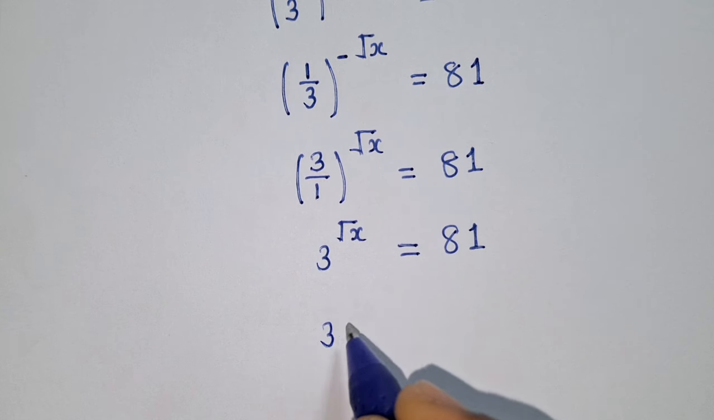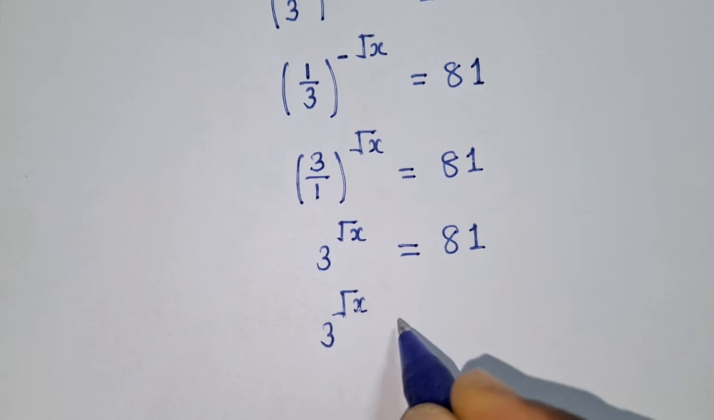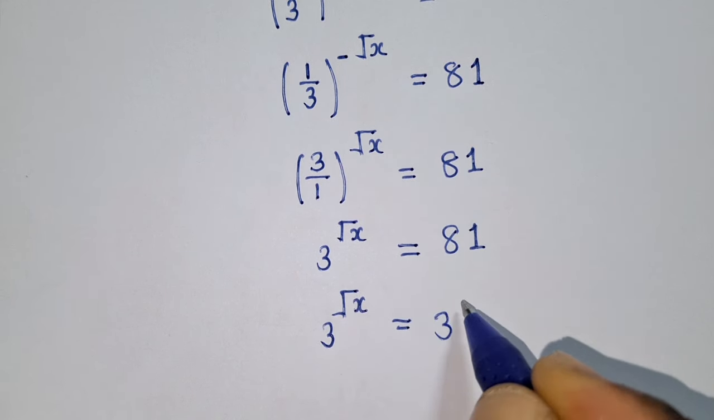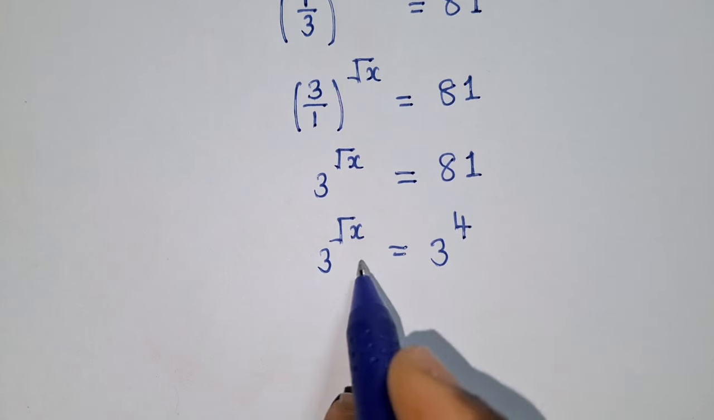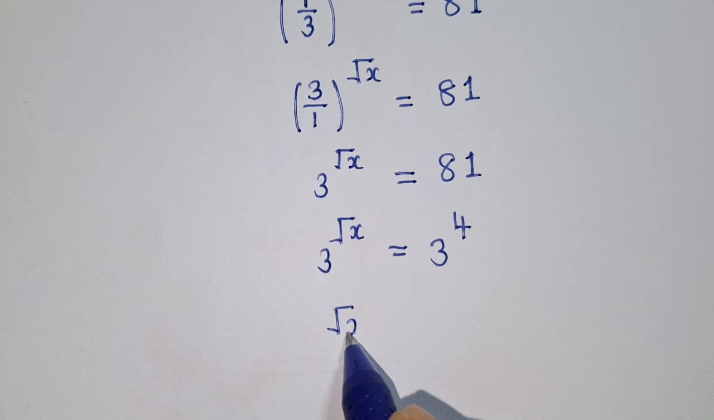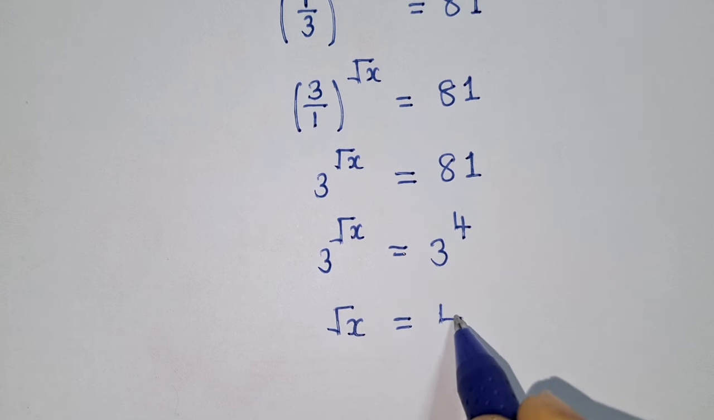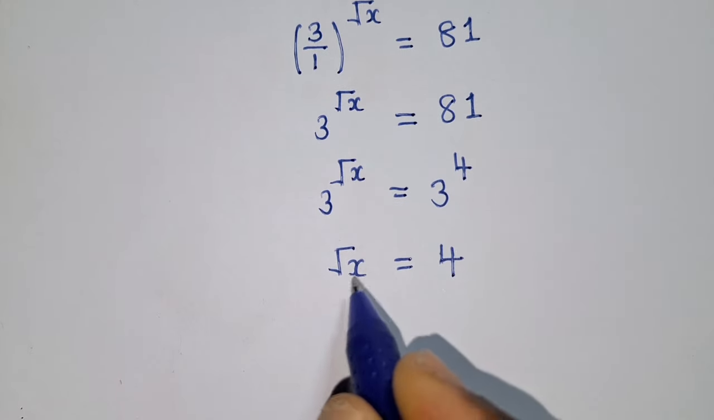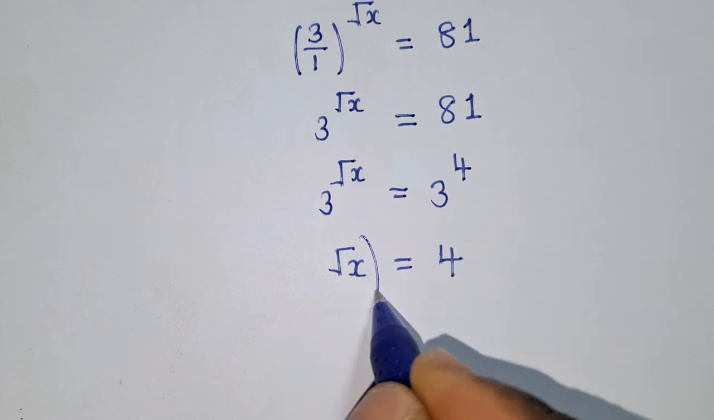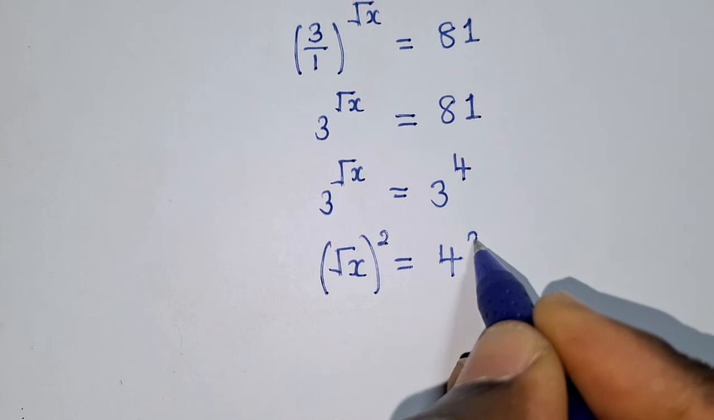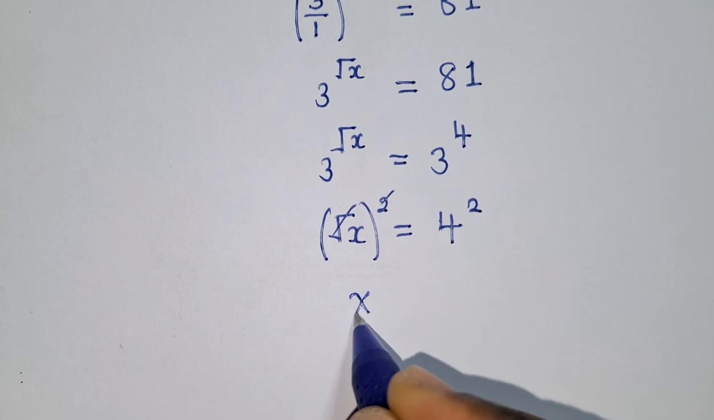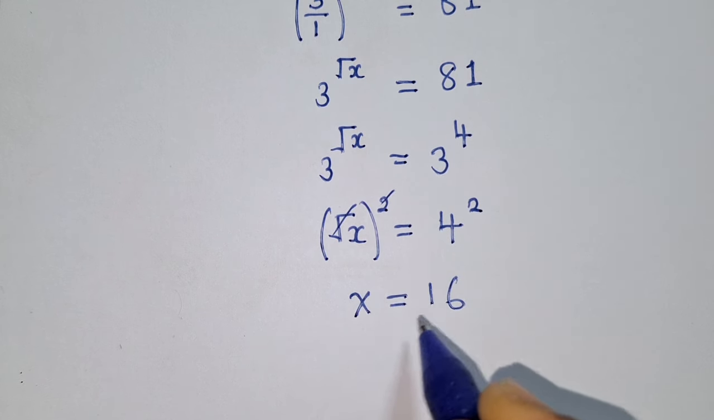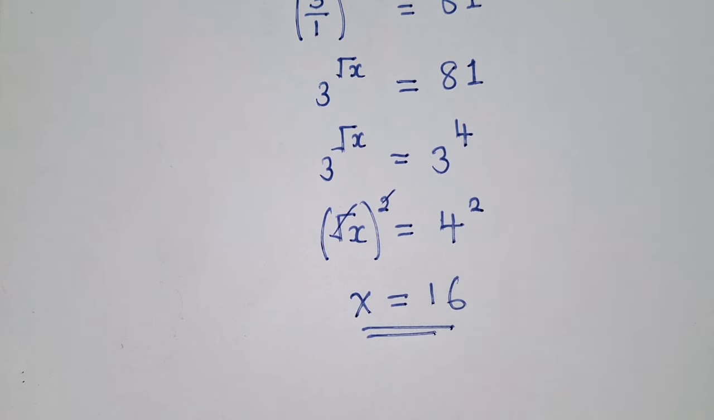So here we balance the bases. And when we balance the bases, we're going to have something like this. Therefore, since the bases are the same, we can say square root of x is equal to 4. So to solve for x, we raise to power 2 on both sides. This root and the power will go. We shall remain with x is equal to 16. So the value of x is equal to 16.